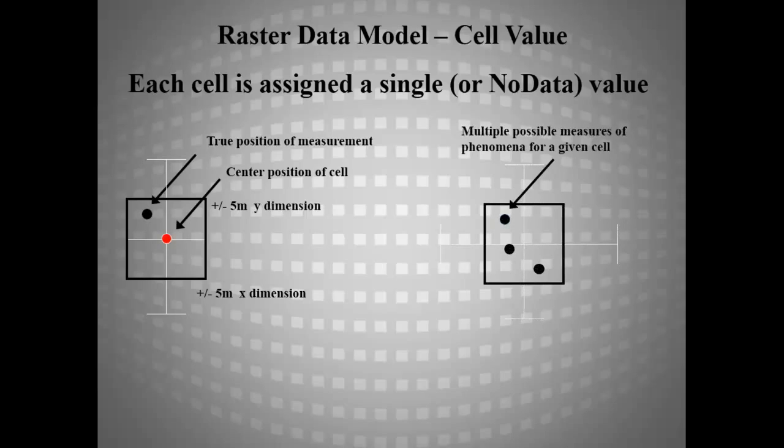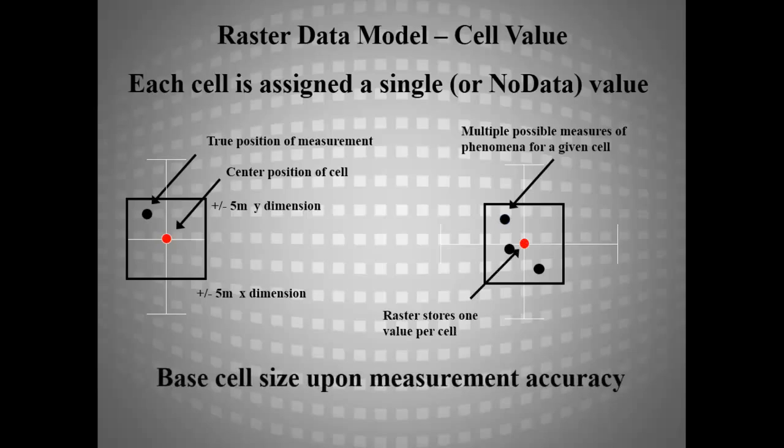Sometimes you have multiple measures within a cell, and you have to only assign one value to the cell. Depending upon how you're going to do it, the most common value, average, things like that, you're going to take that single value and store it for the entire cell, but conceptually it's basically a point at the center of the cell.